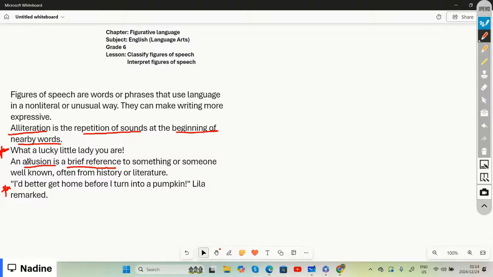All right, so this is but a few examples of figurative expressions. And when we say figurative expressions, we also say figurative languages. It is a word or a phrase that uses language in a non-literal or unusual way. Non-literal.